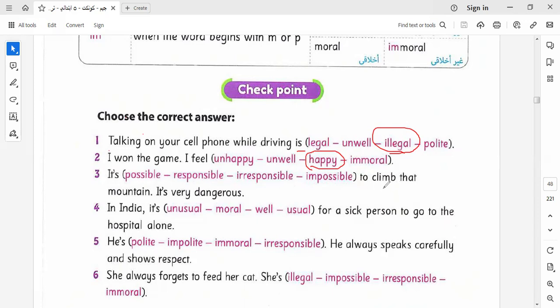"It's to climb the mountain. It's very dangerous." So it will be what? Possible, responsible, irresponsible, wrong. It will be impossible to climb that mountain, it's very dangerous. "In India, it's for a sick person to go to a hospital, and it's what?" Unusual. It will be unusual, as we know from the text.